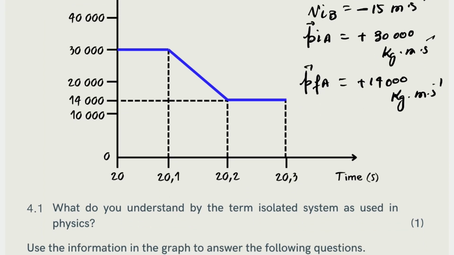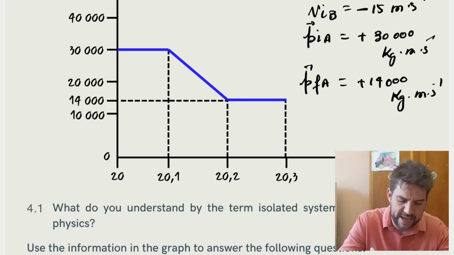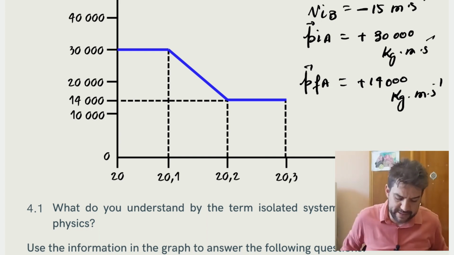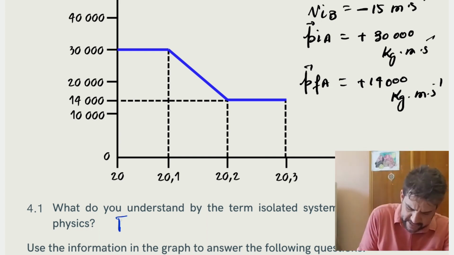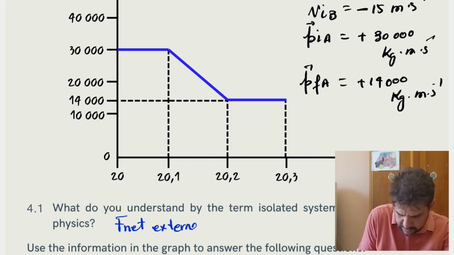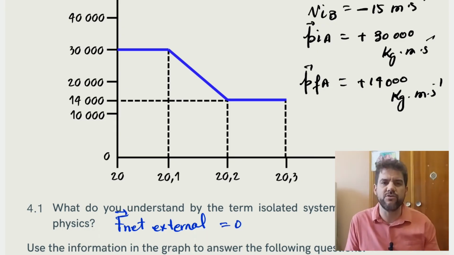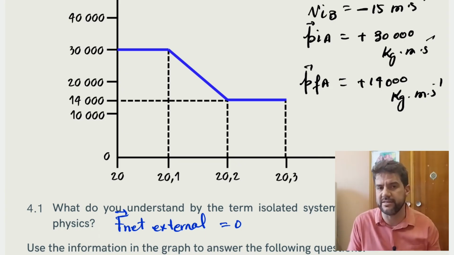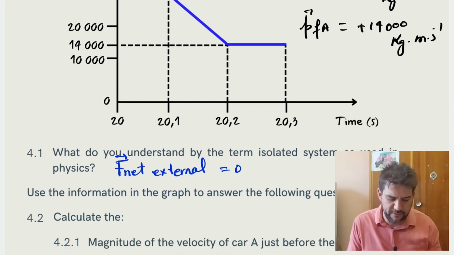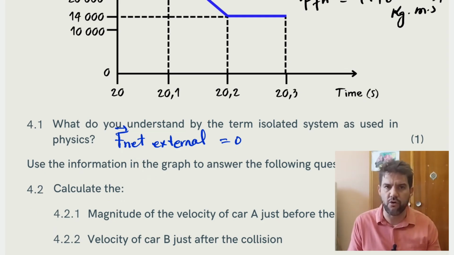They say, what do you understand by the term isolated system as used in physics? Now, what is an isolated system? Well, an isolated system is a system where the net external force is equal to zero. That is what we call in physics an isolated system. It is quite simple. Use the information on the graph to answer the following question. Calculate the magnitude of the velocity of car A just before the collision.